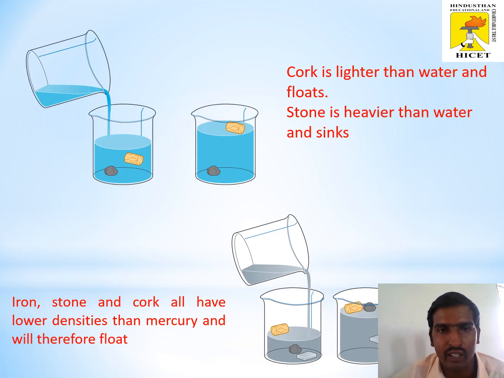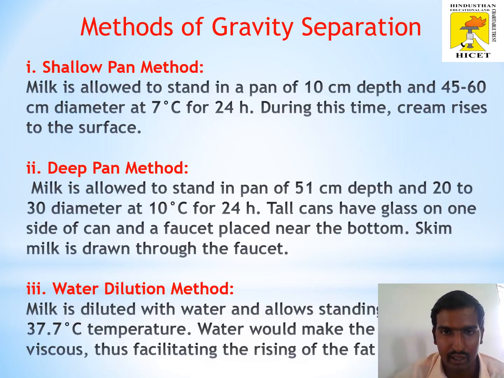So this is an example. Cork is lighter than water and floats. As I told, water has a higher density and cork has a lesser density, and stone is heavier than water and sinks. The stone, which is higher in density compared to the water, reaches the bottom and sinks because of its higher density and higher weight. Here another example: iron, stone and cork all have lower densities than mercury, and therefore they are floating. You can see the picture. Mercury has a higher density, and iron, stone and cork have a lesser density, so they are floating. So this is an example for the gravity method.